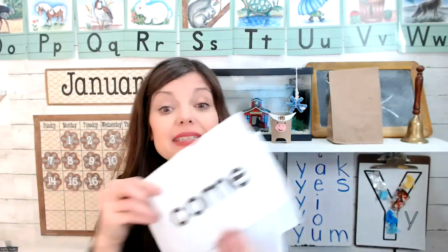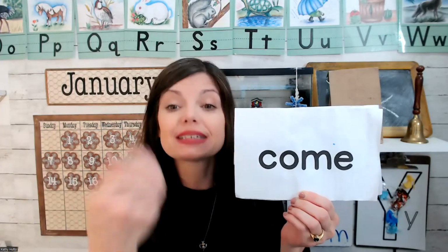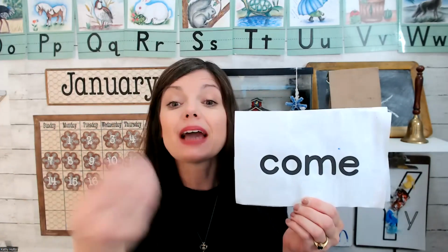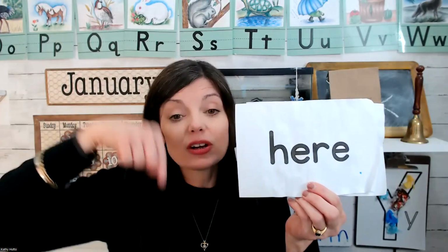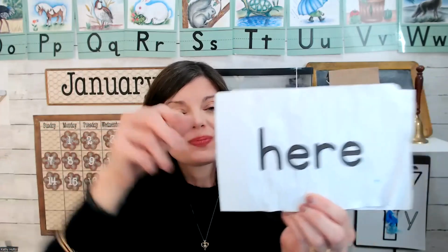Now it's time for sight words. We have 3 new sight words this week. C-O-M-E. That word is come. Can you say come? H-E-R-E. That word is here. Can you say here? I see letter Y. Y-O-U. That word is you. Can you say you?